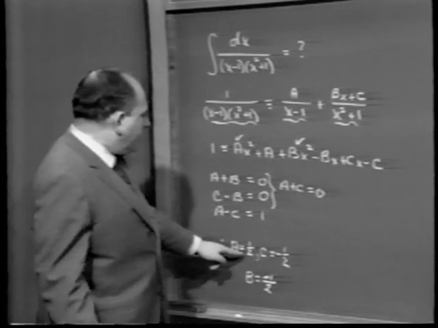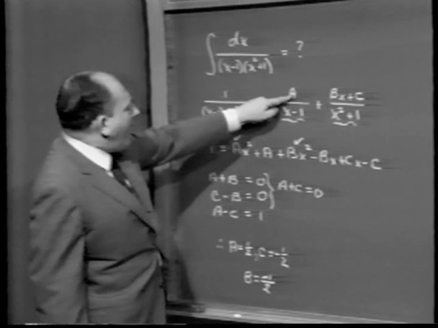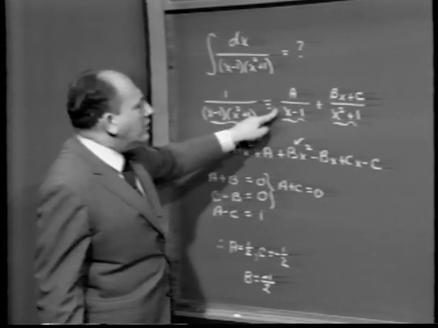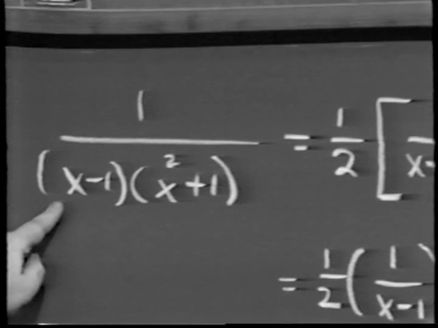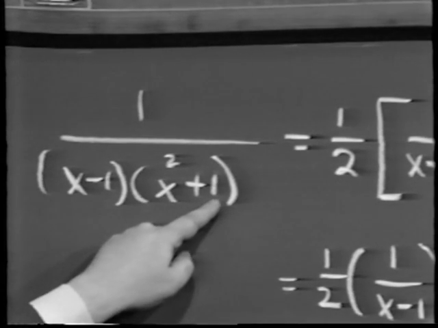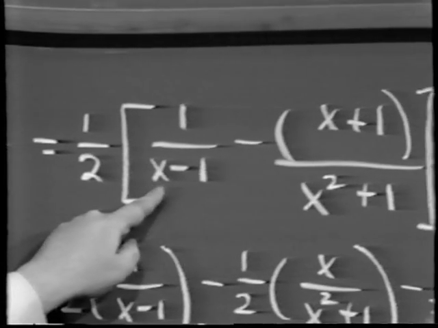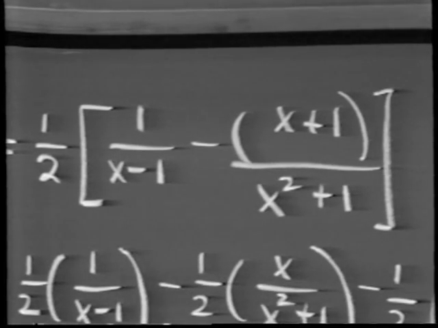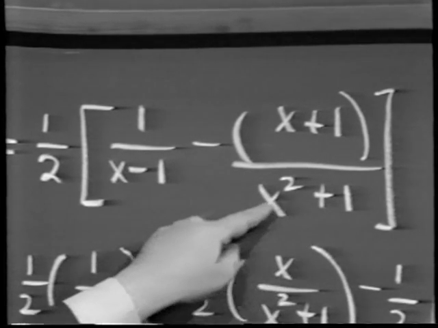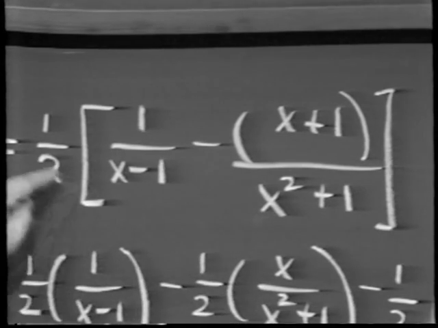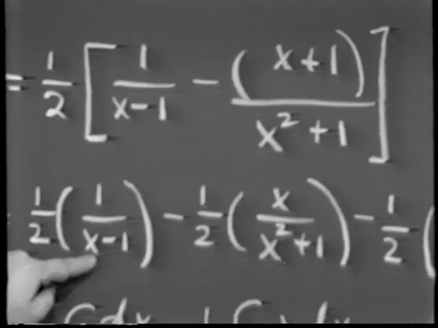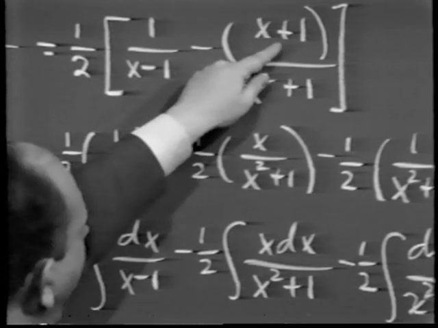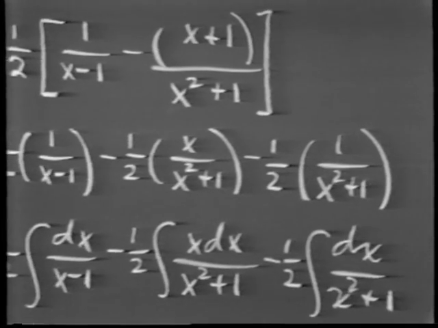In fact, doing this out in more detail, what we've really shown here is, if I replace a by a half and b and c each by minus a half, then I factor the 1/2 out. What I've shown is that 1 over the quantity x minus 1 times x squared plus 1 is equal to 1/2 times the quantity 1 over x minus 1 minus the quantity x plus 1 over x squared plus 1. By the way, I can separate this into 2 terms, each of which has a denominator of x squared plus 1, and I get what? A half times 1 over x minus 1 minus a half times x over x squared plus 1 minus a half times 1 over x squared plus 1.